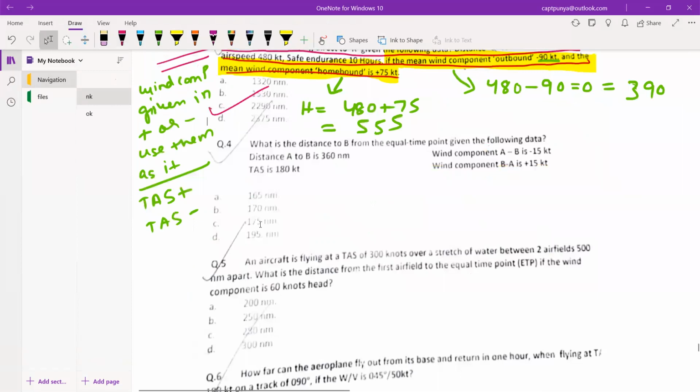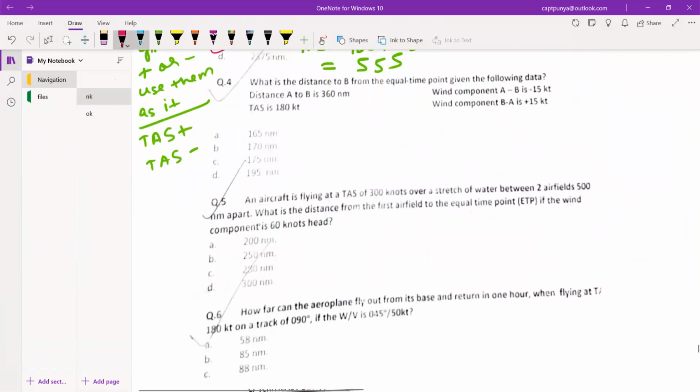Okay. Now question number 4, I will solve this for you too. See, what is the distance to B from the point of equal time? Guys, the equal time point is the critical point, the point from where the time taken to reach your destination is equal. See, this is a critical point question. So as I told you before, the first thing you have to do is identify whether it is a critical point or a point of safe return. Now see, equal time point means critical point.